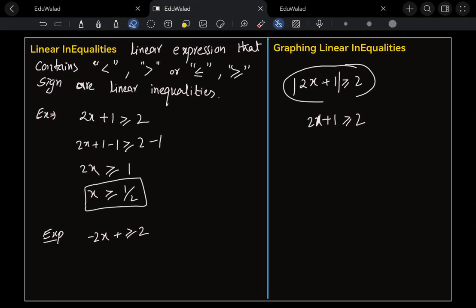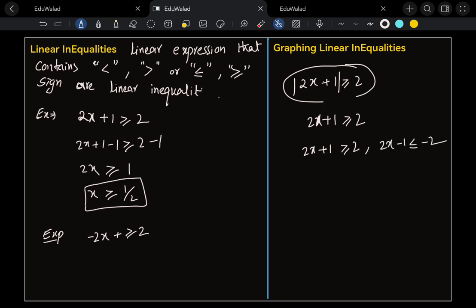Linear expressions that contain less than, greater than, less than or equal to, or greater than or equal to signs are linear inequalities. Linear inequalities are of two types. The first one is of this type: 2x plus 1, without the absolute value sign. The second one is with the absolute value sign. If you want to solve these inequalities and take off the absolute symbol, 2x plus 1 will be greater than or equal to 2, and 2x minus 1 will be less than or equal to 2.